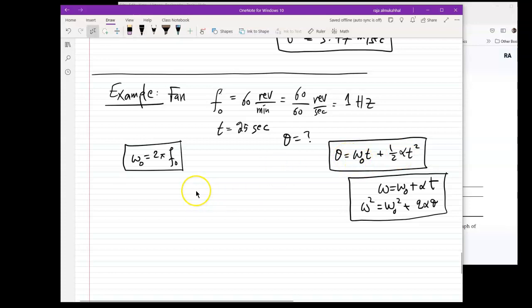Okay, so let me get omega naught first. That's going to be 2 pi times f naught, which is 1 hertz. So that would be 2 pi, which is 6.28 radians per second. This is the initial angular velocity of the fan. Now, the final angular velocity of the fan is 0, right? Stopped. So now I come to the first rotational kinematic equation.